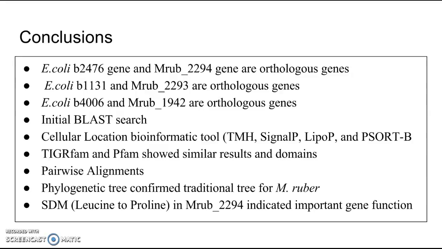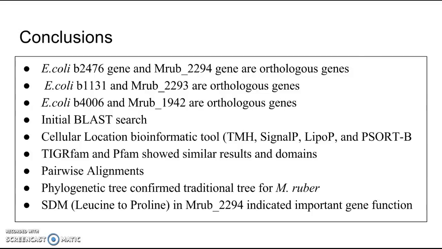In the initial blast search, it showed sequence similarity between the two, and cellular location bioinformatics tools further confirmed the results, showing that they were identical to one another. The ones we used were TMH, SignalP, LipoP, Phobius, and PSORTb. Analysis of the TMH led to conclusions that the proteins did not have transmembrane helices, and the first set of proteins did not have any cleavage sites when looking at the SignalP data.